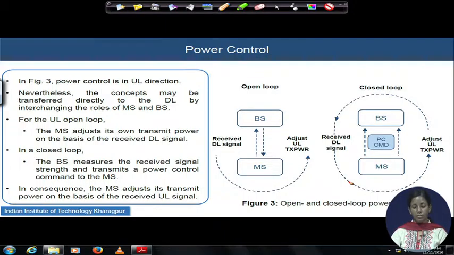And if the channel is not expected to change, or very fast change is not expected to happen, the mobile station can utilize that information to control the transmit power from the next transmission onwards. So, as the loop is open here without involving the base station, the name is open loop, and as both the base station and mobile station are involved in the power control mechanism, this is called the closed loop power control.